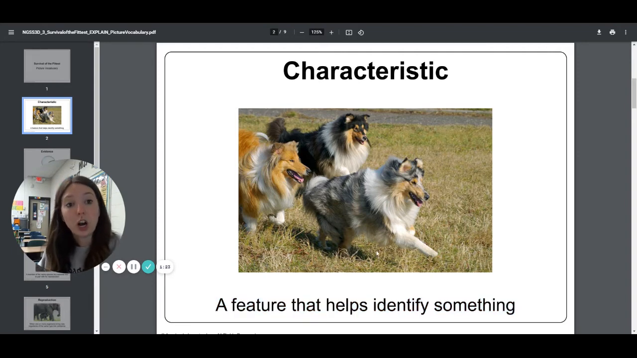So when we're talking about our new unit about survival of the fittest, an example would be that size and strength are important characteristics for successful hunters. We know that those are traits that are good and would be passed down to their offspring, and that would help them survive. Characteristic is our first word.